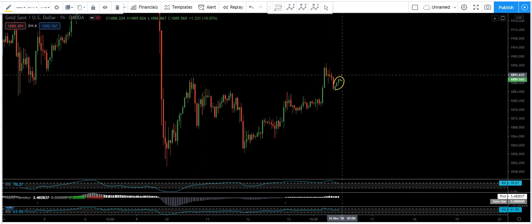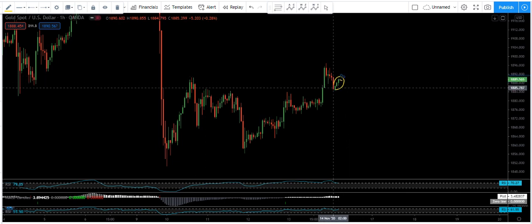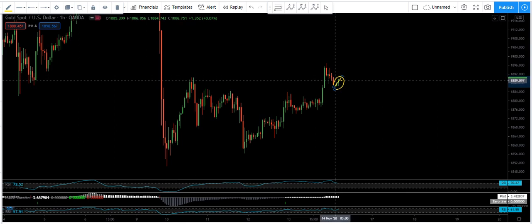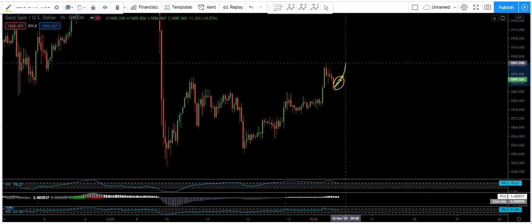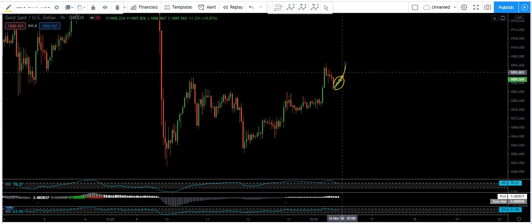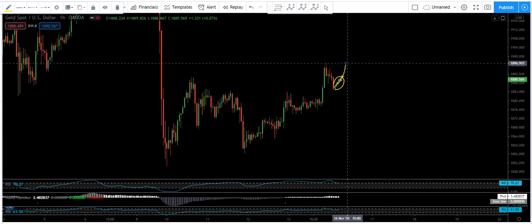Maybe another one or two candlesticks, but we see it's correcting. But if the price reverses to this top, at that time we cannot look for a sell. We need to wait for the correction. We'll see what will happen.